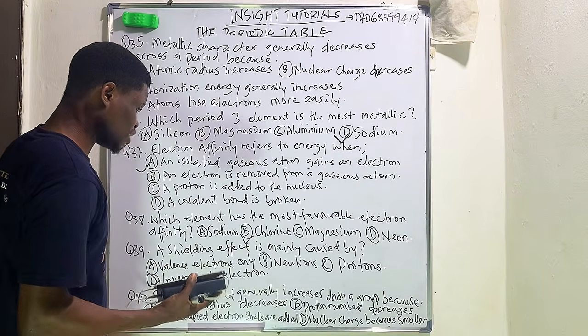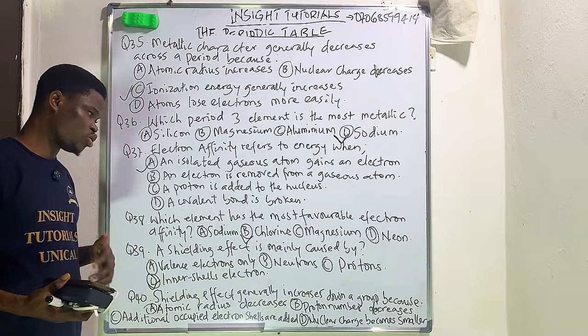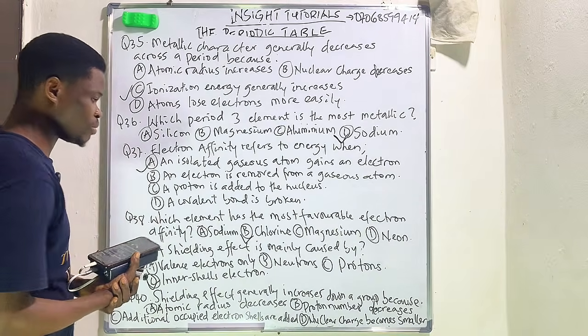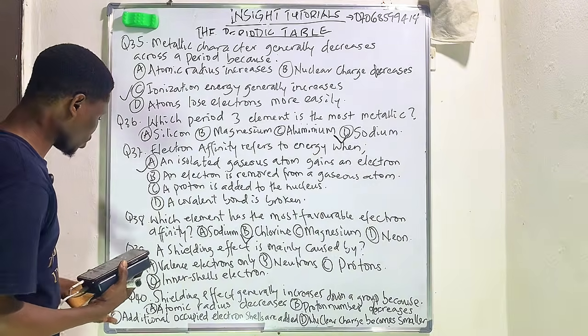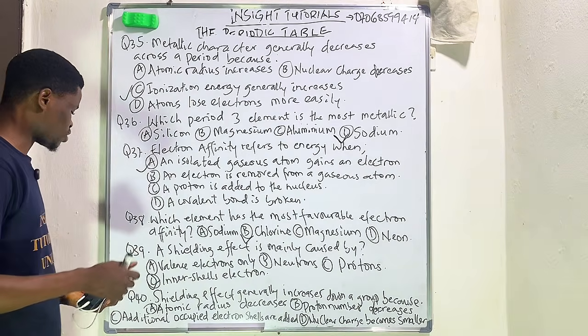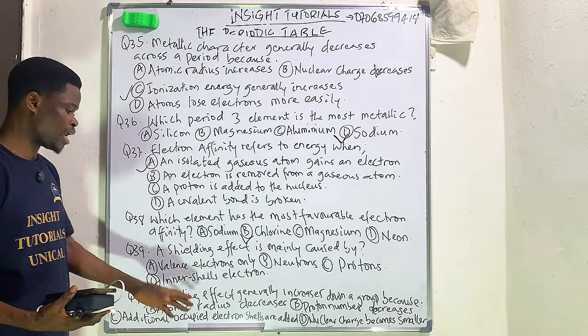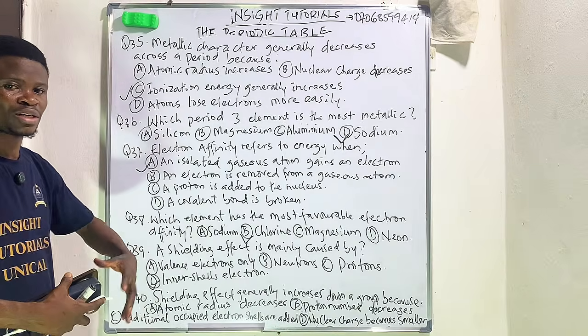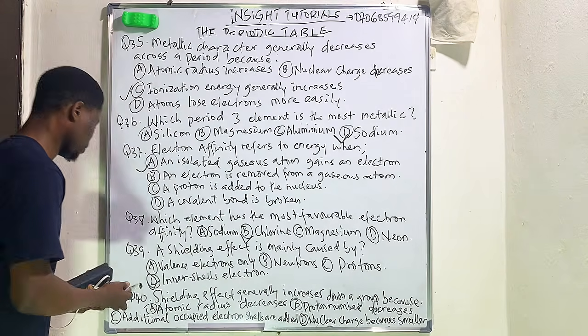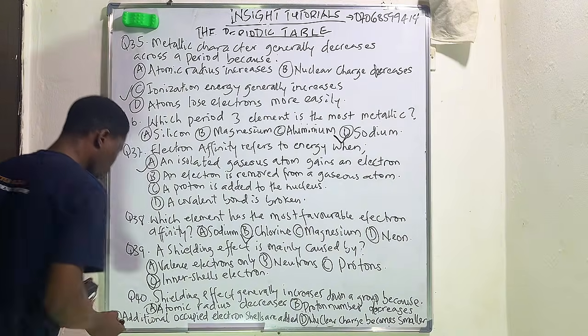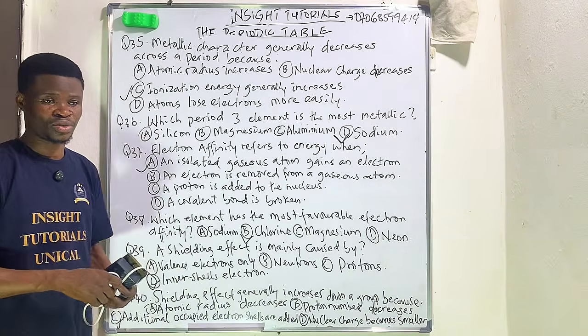Option D says nuclear charge becomes smaller. Down the group, nuclear charge actually doesn't become smaller. It's also constant maybe across the group, but the correct option is option C. Additional occupied electron shells are what is added. That's what leads to shielding effects, right? So option C is the correct answer to this question.